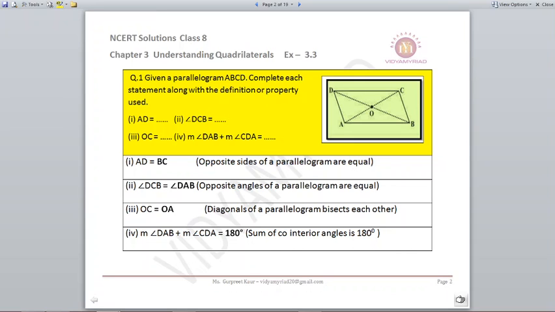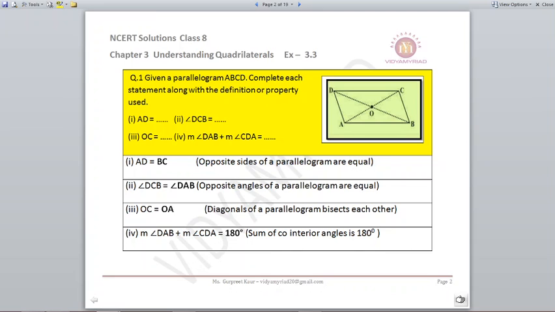Angle DCB is equal to dash. Now angle C will be equal to angle A. Opposite angles of a parallelogram are equal. So we can write angle DCB equals angle DAB. Thirdly, OC will be equal to OA because diagonals of a parallelogram bisect each other.